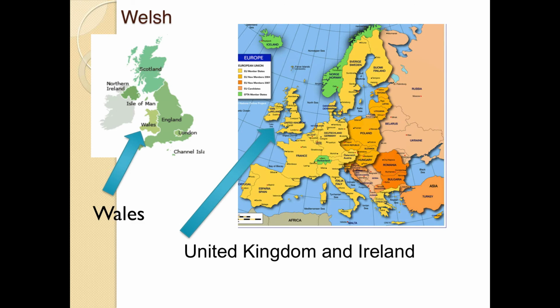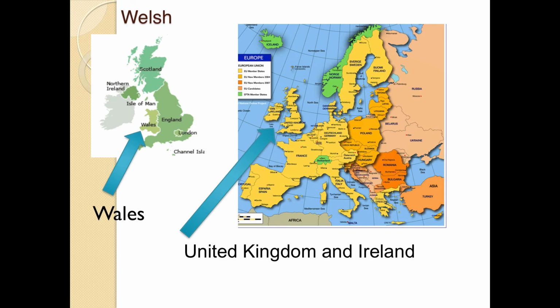Okay, another language I want to introduce you to is Welsh. Welsh is, of course, spoken in Wales. And I'm giving you here a European map, and I'm pointing at the United Kingdom and at Ireland. And then a close-up of that map, you see part of the United Kingdom is Northern Ireland, Scotland, England. Some islands are the Channel Islands, Isle of Man, and then Wales. But of course the Republic of Ireland is separate.